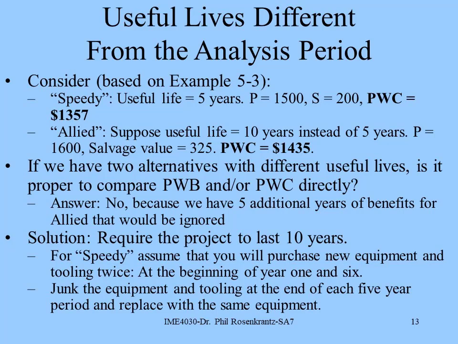And so for Speedy, in order to get 10 years of useful life out of a 5-year alternative, what we're going to do is we're going to purchase new equipment and tooling a second time. We're going to do it once at the beginning, and we're going to do it again in year 6. And we will assume that we're going to junk the old equipment and tooling. If there's any salvage value, we'll take advantage of it. But we're going to repeat the investment. And then that gives us 10 years of useful life for the Speedy alternative. Let's go to slide number 14.